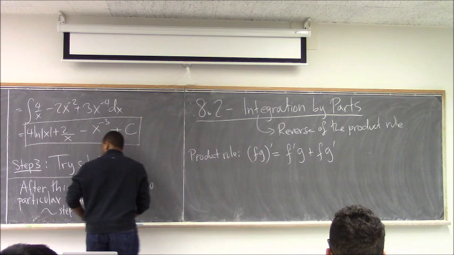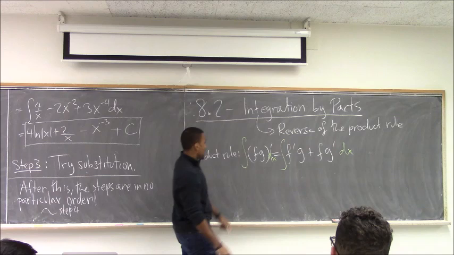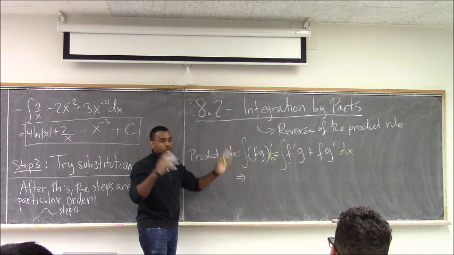So here's what we're going to do. We're going to turn this into an integration rule. I'm going to integrate both sides with respect to x. Now, the fundamental theorem of calculus tells us that on the left side, the integral and the derivative are going to cancel each other. They're inverse operations. Yes, you'll get a plus c and all that, but let's be a little bit sloppy at this point.